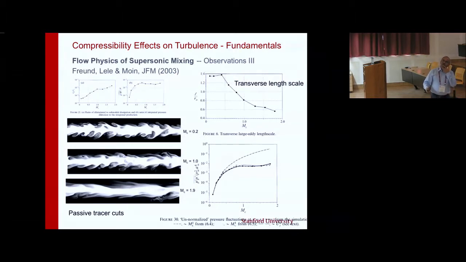How do we think about this reduction that is taking place? Well, we quantify the transverse length scale, a correlation between a fluctuating velocity in the normal direction to the shear layer with a separation in the direction across. And so that length scale, as a function of convective Mach number normalized by the thickness of the layer, decreases substantially as the convective Mach number increases.